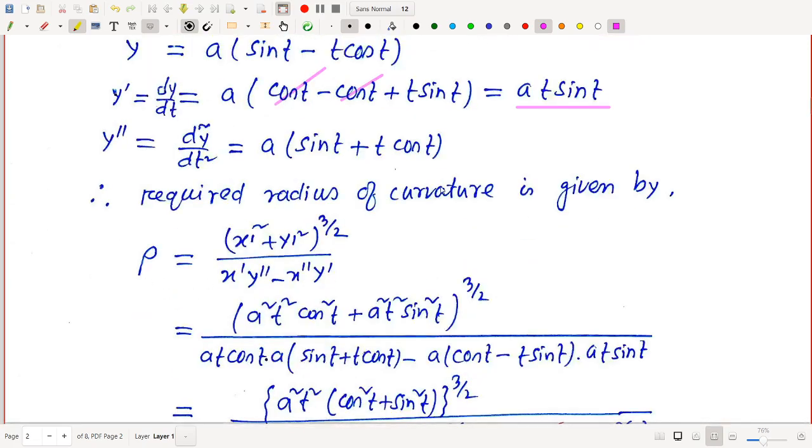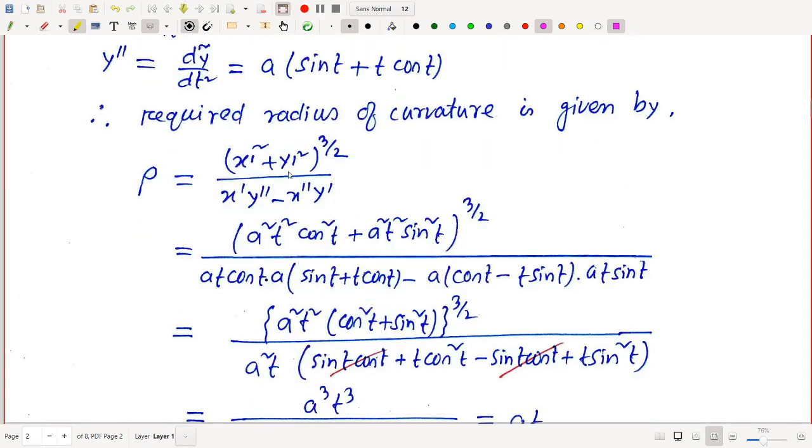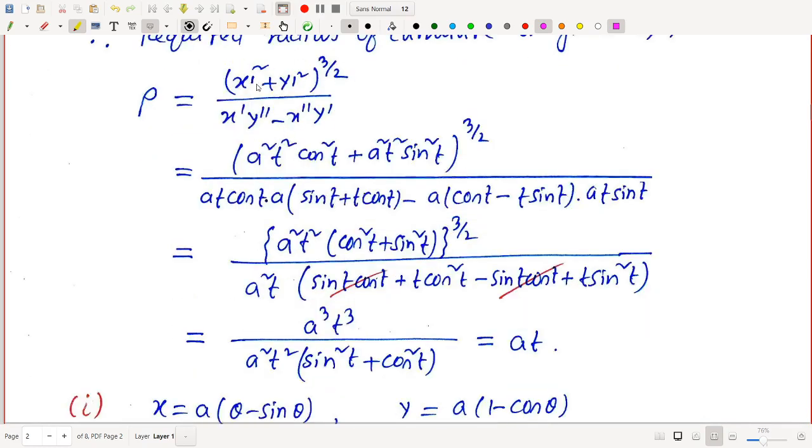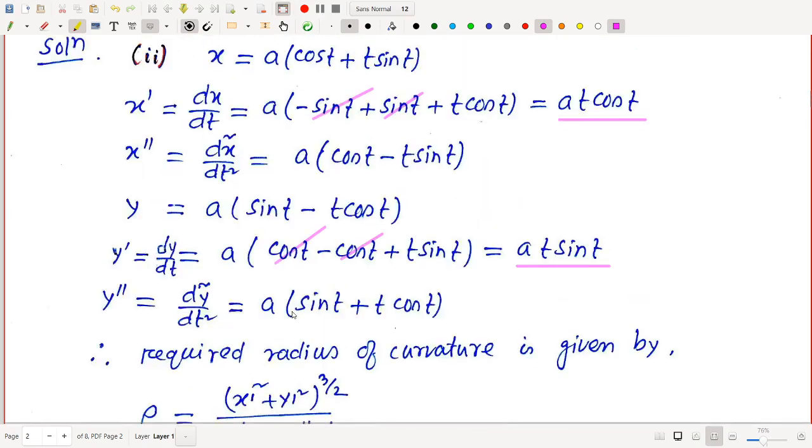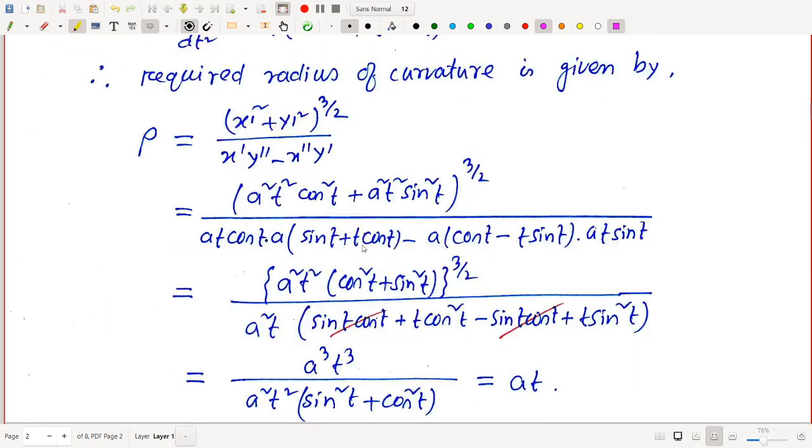Now the rest is only to put these values in the formula. Therefore the required radius of curvature is given by ρ = (x dash² + y dash²)^(3/2) / (x dash y double dash − x double dash y dash), the formula in parametric form. x dash is a t cos t, so x dash squared is a²t²cos²t. y dash was a t sin t, so it is a²t²sin²t. Okay, the x dash value is a t cos t, and y double dash, we have seen here, is a(sin t + t cos t), substituted.